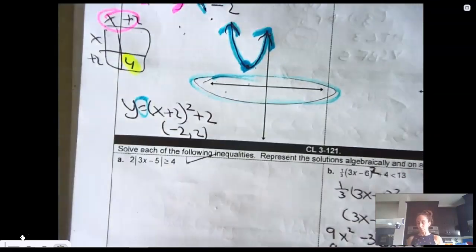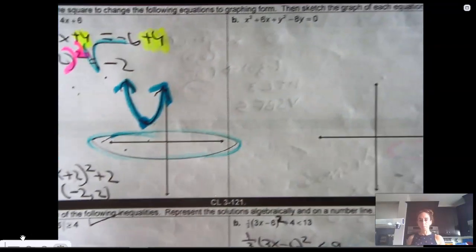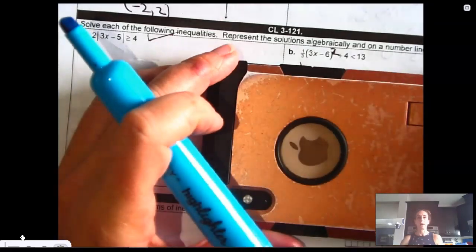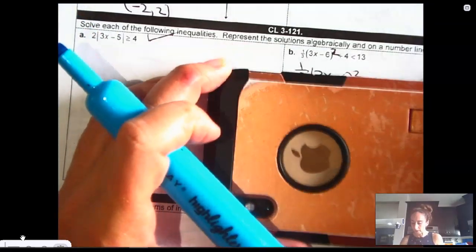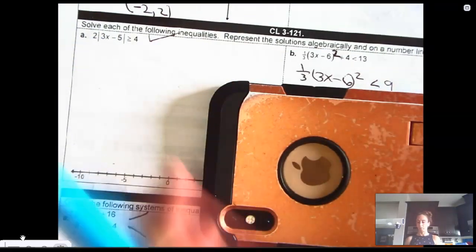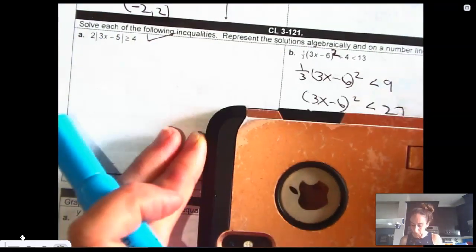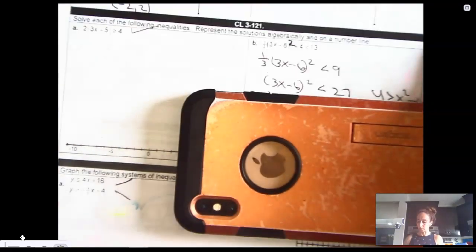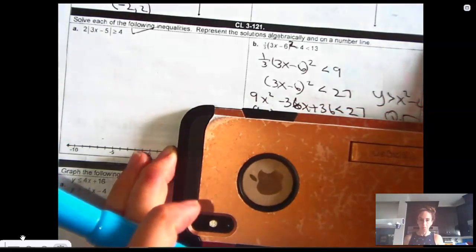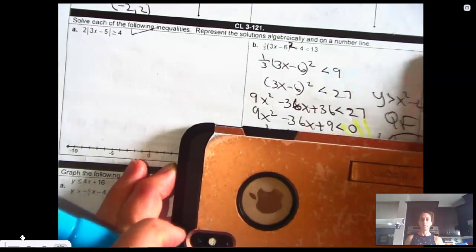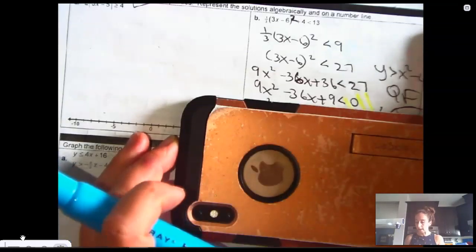You'll do this, you'll do this. For this problem, change it to squared. Okay. Now, how would you solve this? Subtract 4. If it's dividing by 3, the opposite of that is multiplying by 3. And then box this out. Move the 27 over. Divide by 9.